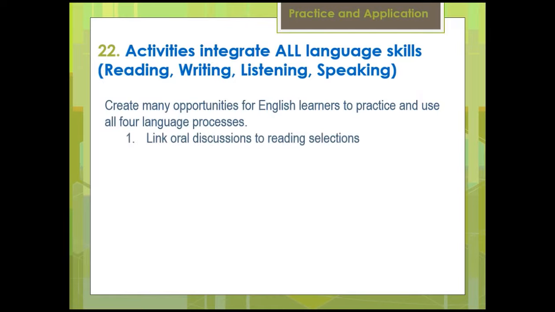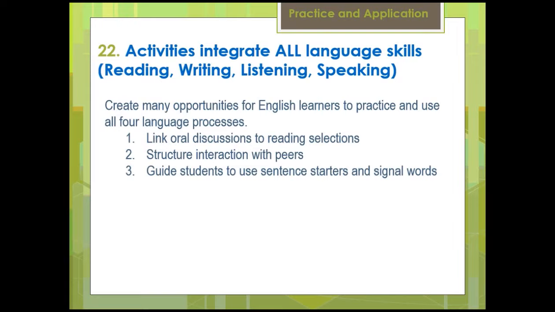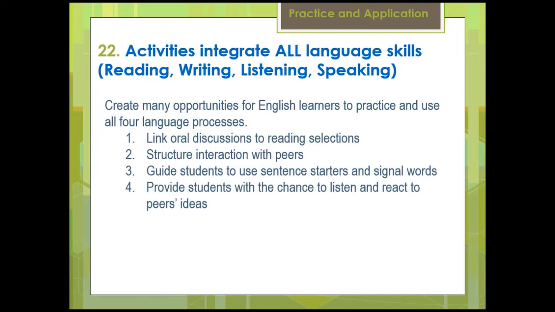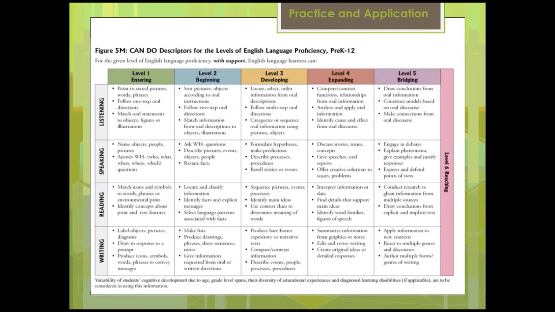You can link oral discussions to reading selections, structure interaction with peers, guide students to use sentence starters and signal words, provide students with the chance to listen and react to peers' ideas, and ask students to write about what is being learned. As an example of how to integrate all 4 domains, we will look at the can-do descriptors for the levels of English language proficiency pre-K through 12.